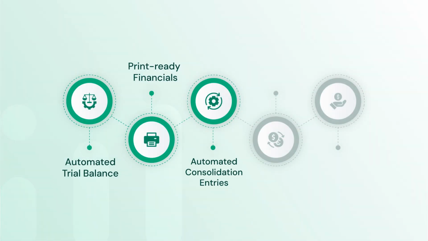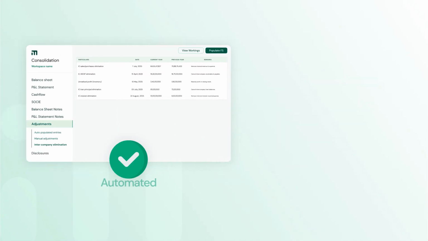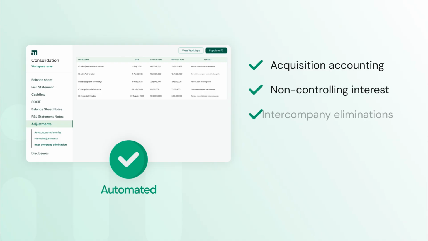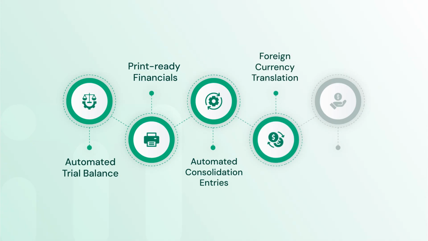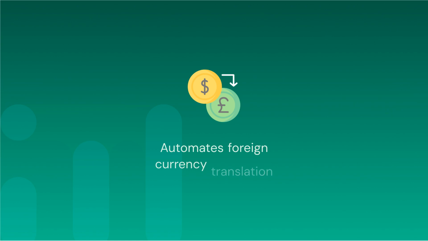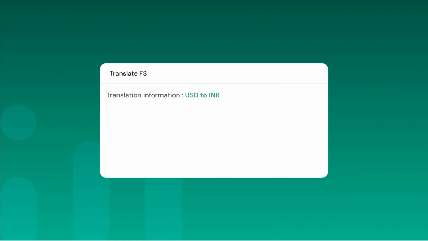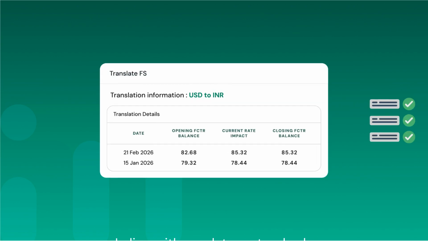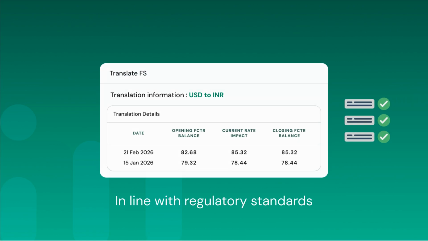Automated consolidation entries. MyFinalyst automates consolidation entries, including acquisition accounting, non-controlling interest, and intercompany eliminations. Foreign currency translation. It automates foreign currency translation and maintains the foreign currency translation reserve in line with regulatory standards.